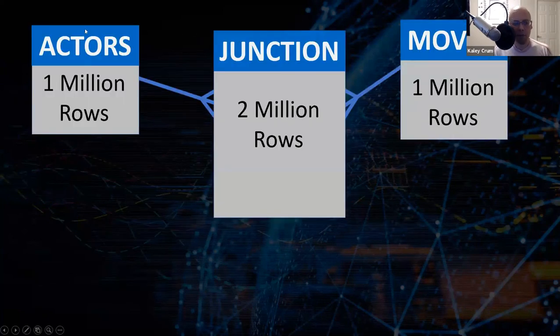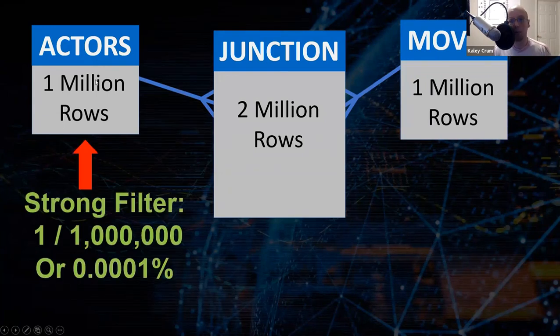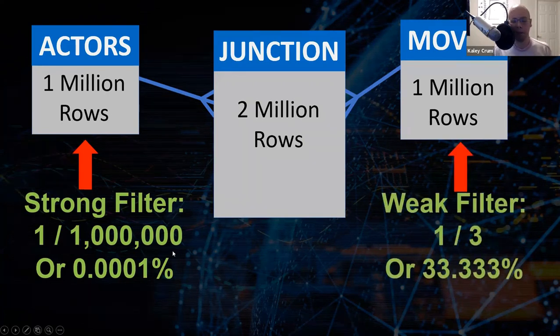And we have an extremely tight filter on our actors table. We know exactly the actor that we're talking about. We have 1 million actors. We're only talking about one, and that's Kevin Bacon. So we have an extremely strong filter here. Only 1 out of 1 million records is passing our filter. 0.0001% of the records pass our filter. That's a great filter. Then we have an extremely weak filter on the movies table.